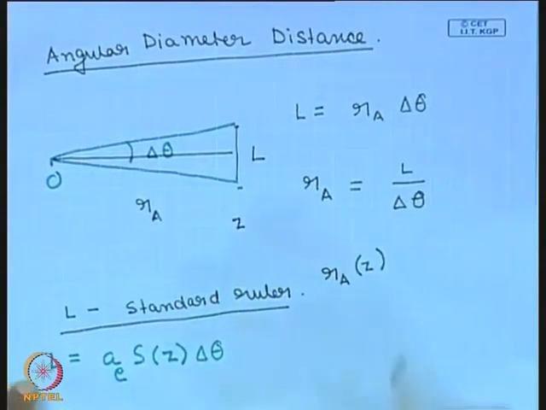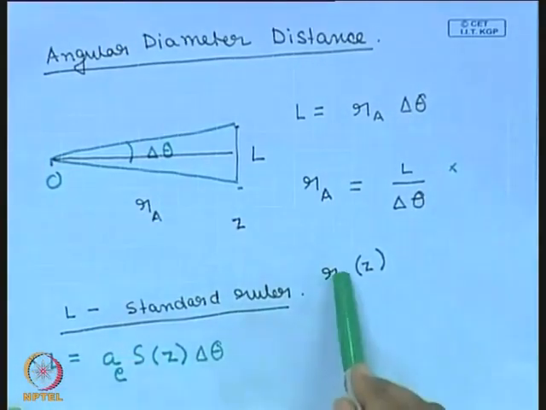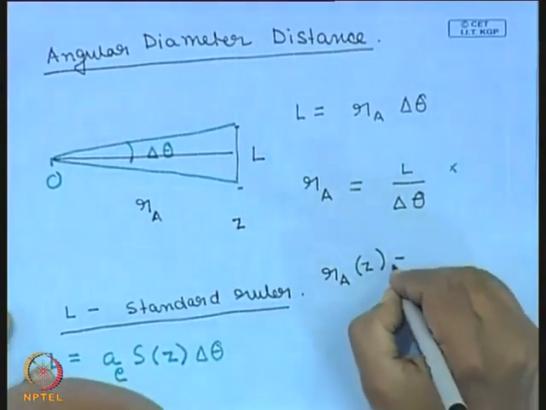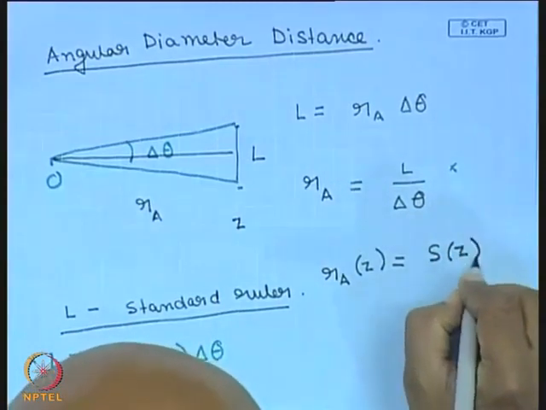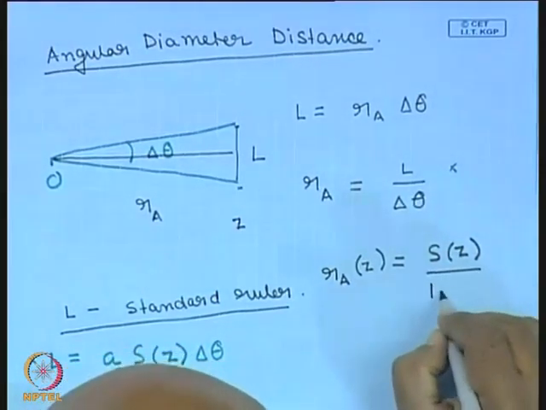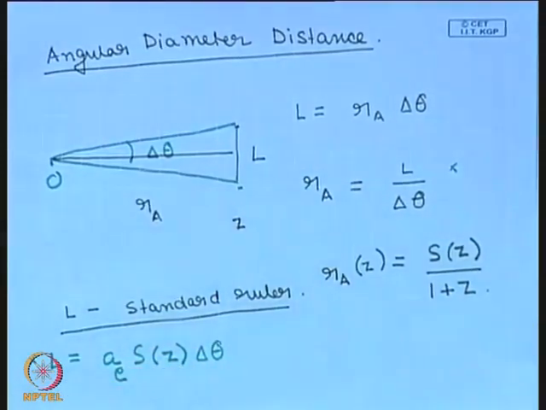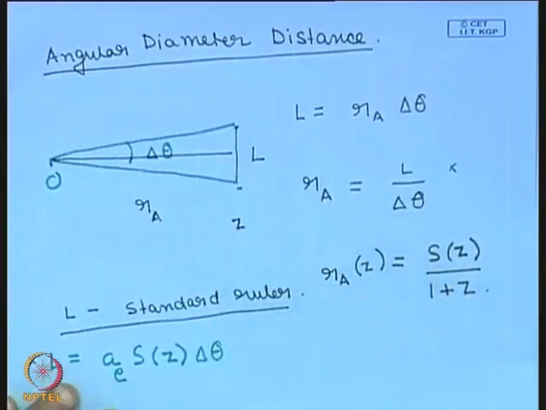So all that you have to do is compare this with this, and you see that the angular diameter distance is equal to S of Z divided by A emitted, and A emitted we know is 1 plus Z. Okay, so this is the angular diameter distance, how that changes with redshift.